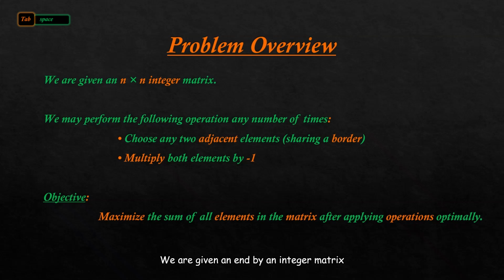We are given an n by n integer matrix where values can be positive, negative, or 0. We are allowed to perform the following operation any number of times. We may choose any two adjacent elements, that is, elements sharing a common border, and multiply both of them by -1, effectively flipping their signs. Our objective is simple to state but subtle to solve. We must maximize the sum of all elements in the matrix after applying these operations optimally. The key challenge is not how many operations we perform, but understanding what is fundamentally possible.